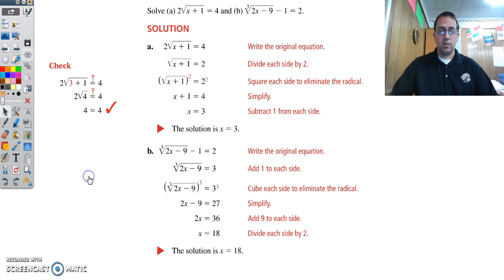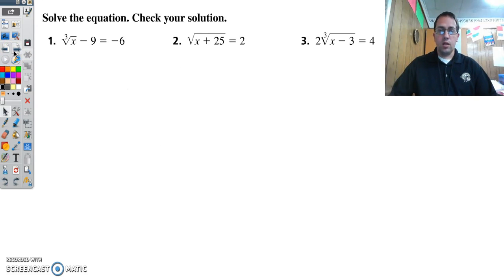And we'll plug it in over here and check it. And we see that 2 times 18 is 36, minus 9 is 27. Cube root of that is 3. Minus 1 is 2. And so it does equal 2. So we're good. All right. So what I want you to do, pause the video, or rewind it if necessary, see how we did that. Work these 3 problems out on your own, then come back and check and see if you got it right.